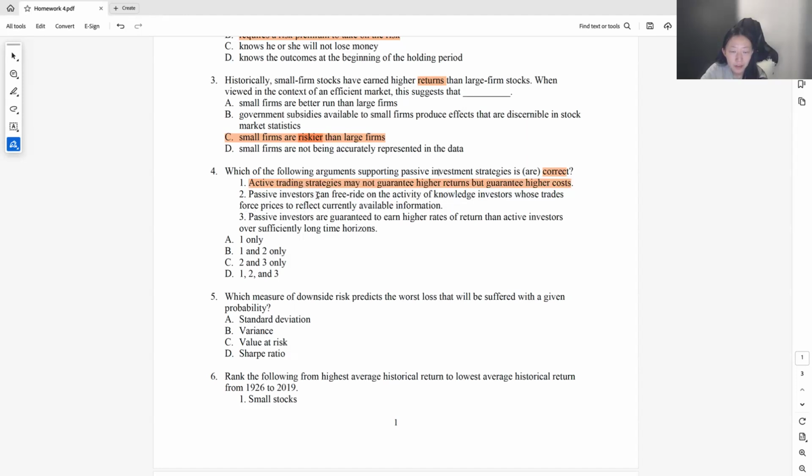So basically, this whole part, knowledge investors whose trade force prices to reflect currently available information. To summarize it in one word, is that if the prices reflects all the information. So if prices reflect all the information, that means that there is no mispricing over there. So no mispricing in the market means that nobody can gain abnormal return.